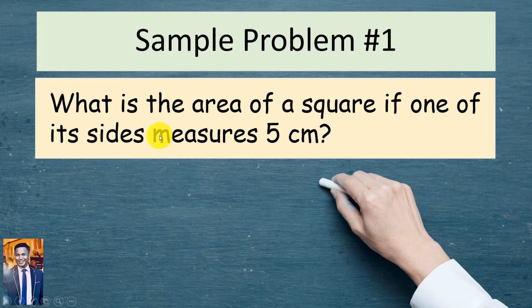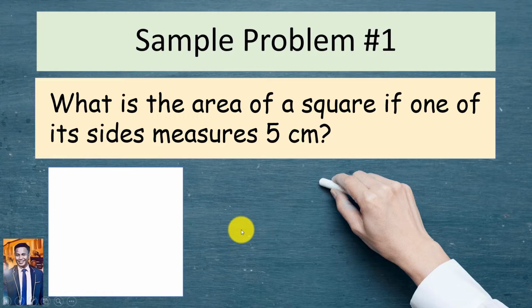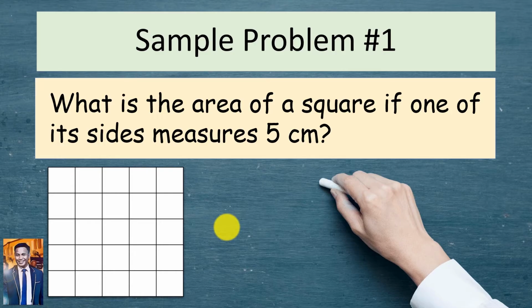What is the area of a square if one of its sides measures 5 centimeters? Okay, halimbawa ito yung ating square. So, square siya, 5 centimeters. So, 1, 2, 3, 4, 5. So, this is a square which measures 5 centimeters. So 5 by 5 siya. Now, we are going to get the area. Actually, dito pa lang makikita na natin kung ilang square units. Okay, pero sige, mag-compute muna tayo.